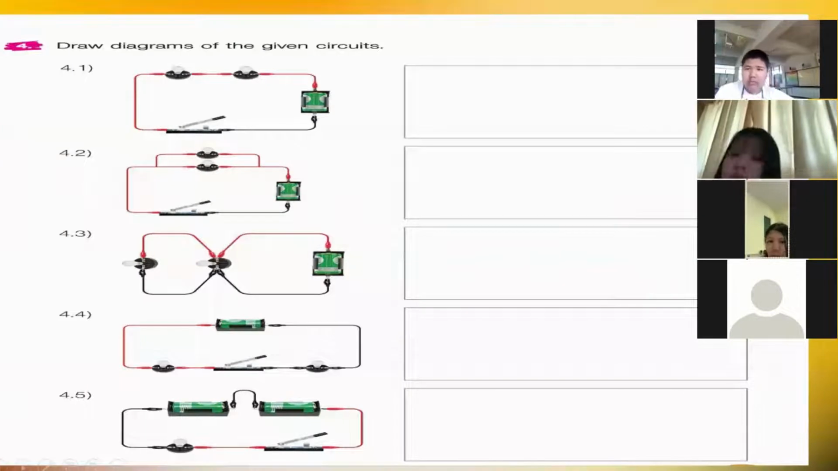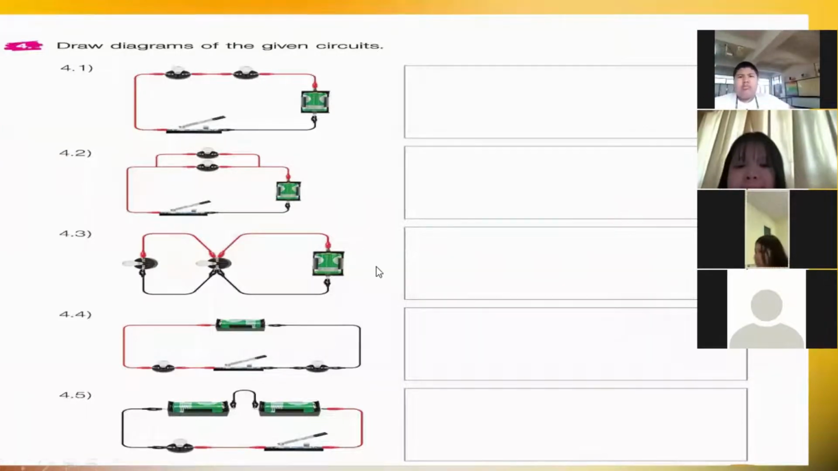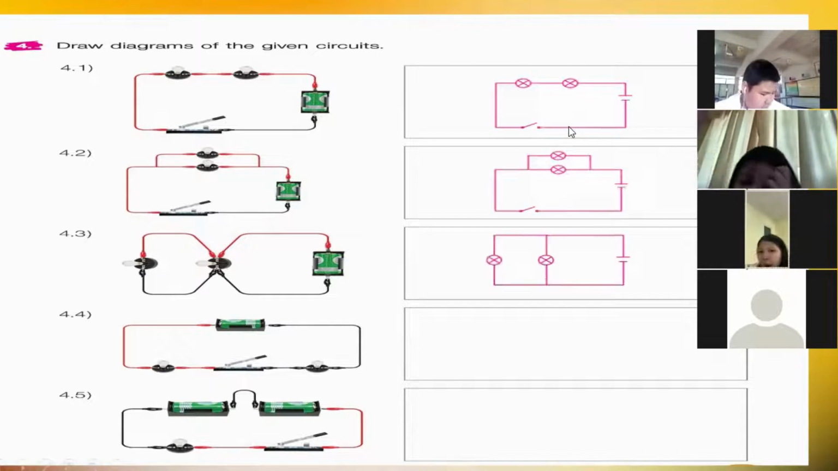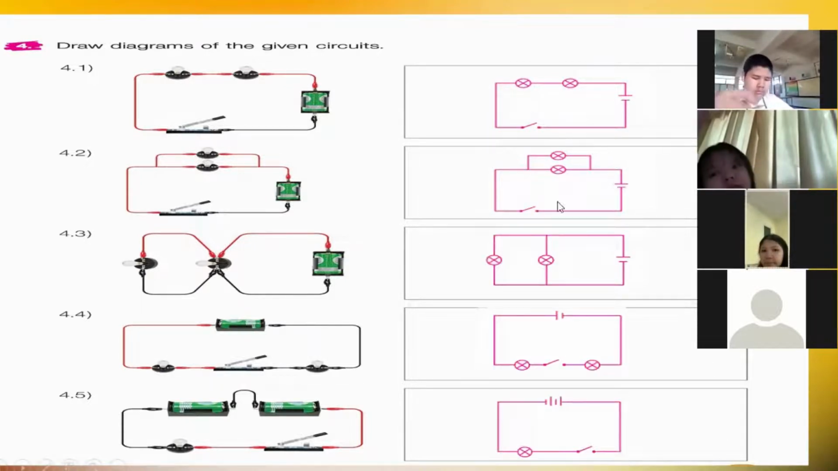I have already drawn for you here 5 different circuits, as you can see on your screen. What you have to do is draw the diagram of each circuit. Here I give you a little hint. I already drew all the diagrams and wrote them down for you.